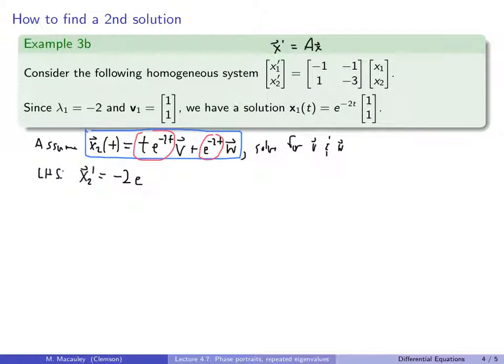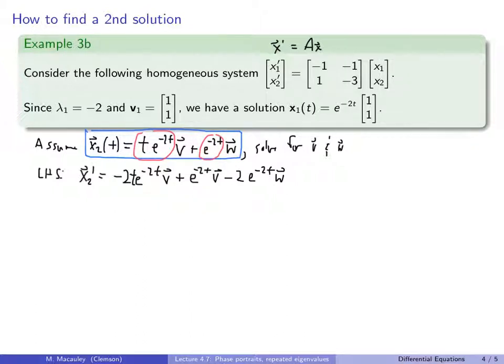2e to the minus 2t times t, let me stick the t right in there, times v. And then plus the derivative of t, which is 1, e to the negative 2t times v. And then the derivative of this guy is just pull out the negative 2, and we get minus 2e to the minus 2t times w. So that's the left-hand side.